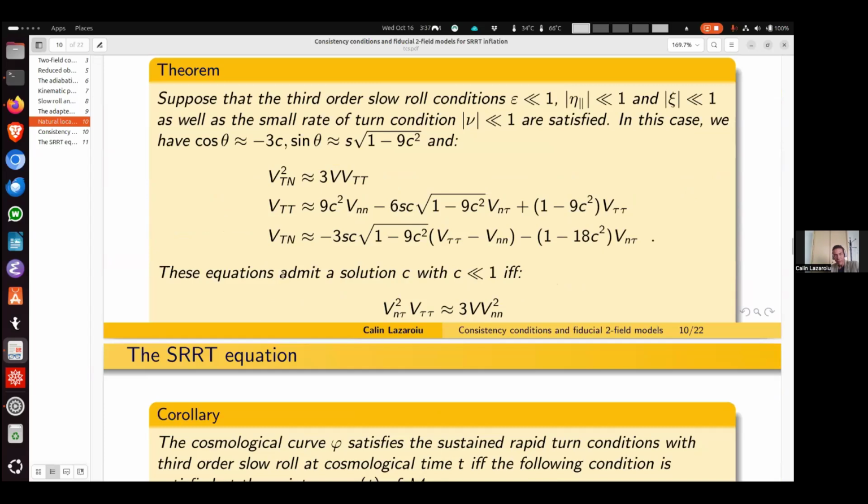Okay, so we can prove the following theorem with these preparations and notations. Suppose that the third order slow roll condition is satisfied. So this means that epsilon is much smaller than 1, the absolute value of eta parallel is much smaller than 1, and the absolute value of xi is much smaller than 1. All these three conditions are satisfied simultaneously. And moreover, that the small rate of turn condition, absolute value of nu much smaller than 1, is also satisfied. So notice that you have four conditions which require that four parameters are much smaller than 1. So this is the kind of framework that I mentioned before.